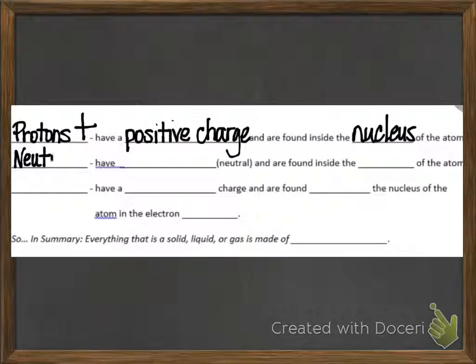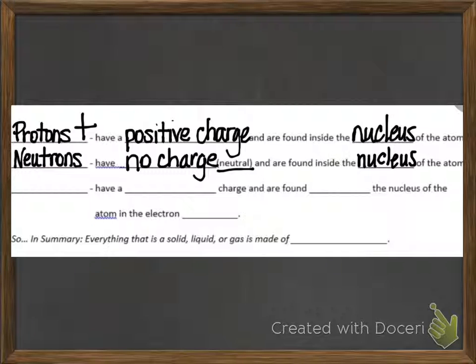Next, we're going to talk about neutrons. Neutrons actually have no charge. They're neutral. See that neutral in quotations? And they're also found inside the nucleus of the atom. So inside the nucleus, you have the positive protons and the neutrons that have no charge. There's not a charge at all. Next, we have electrons, and electrons have a negative charge.